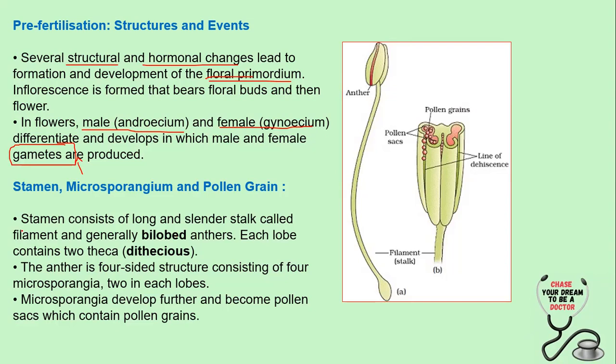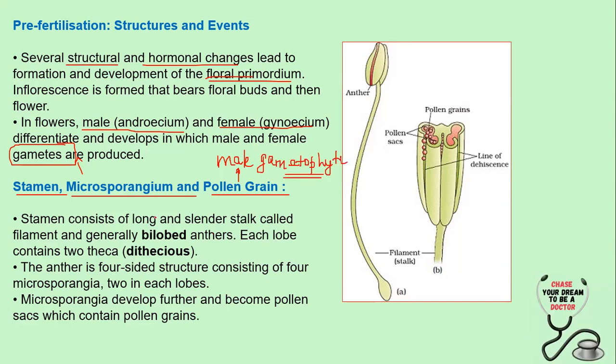Coming to the next topic, that is stamen, microsporangium, and the pollen grain. Here I have to tell you that the pollen grain is not actually the male gamete. It is actually the male gametophyte. Okay, that should be kept in mind. It is not the male gamete, it is the male gametophyte.